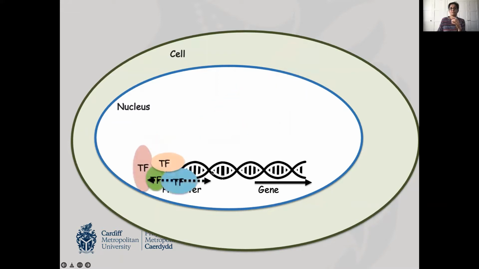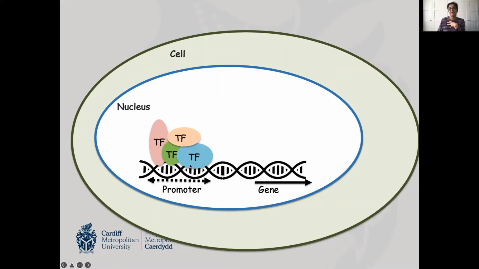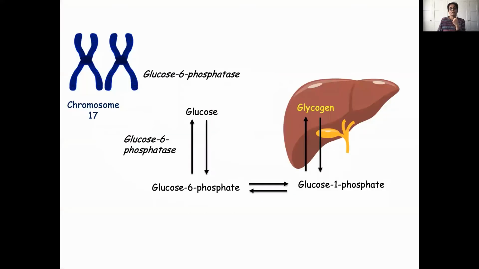And certain transcription factors, certain proteins, have to come and bind here. If these proteins come and bind here, then only that gene will be switched on. So it is the availability of these transcription factors, and the structure of this promoter, that is also responsible for whether the gene will be switched on or not, whether the protein will be made from that gene or not. Let's look at an example.